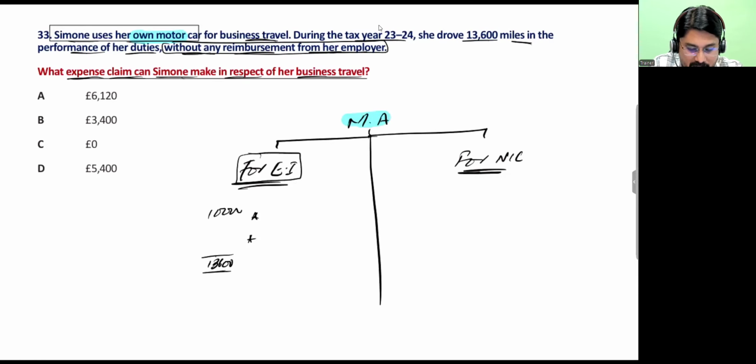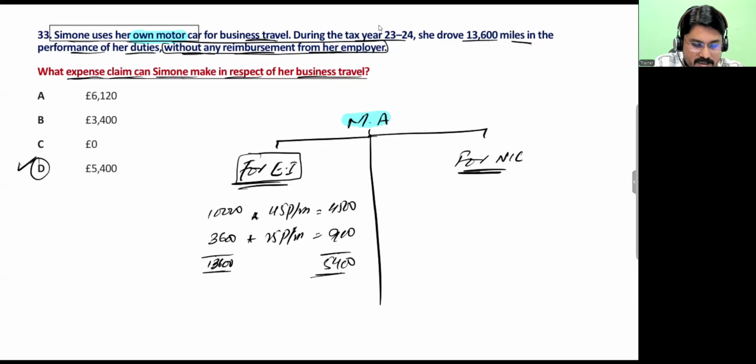So let's calculate: 10,000 miles, and the excess miles are 3,600. To this extent, it is calculated at 45 pence per mile, and on the excess miles it is calculated at only 25 pence per mile. That's 4,500 and over here 900. Total amount is 5,400. So the correct option is D.